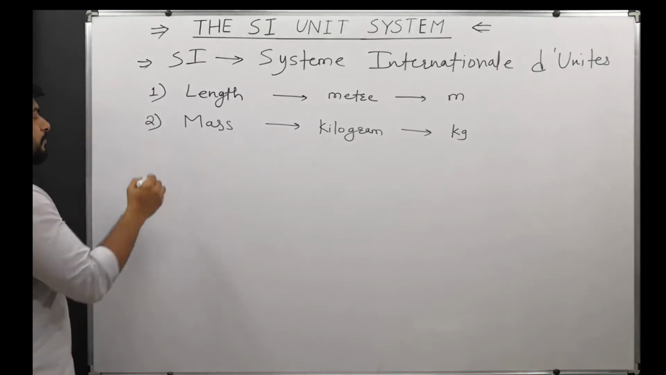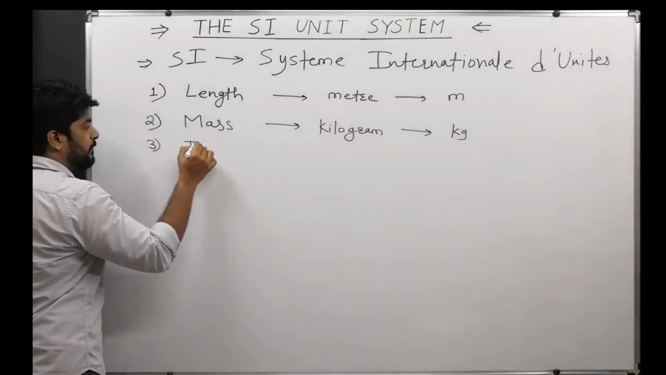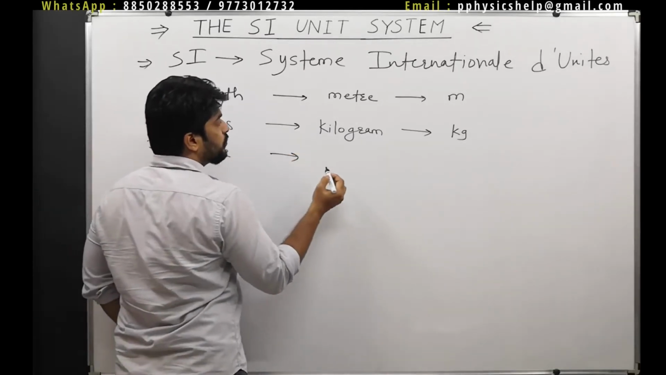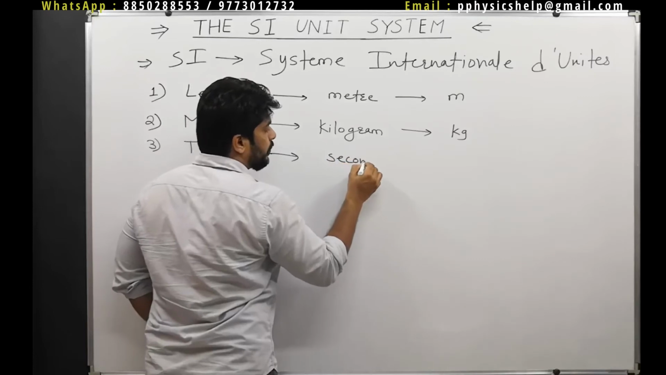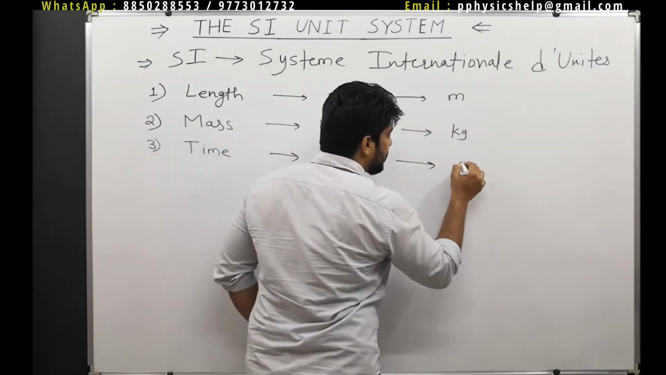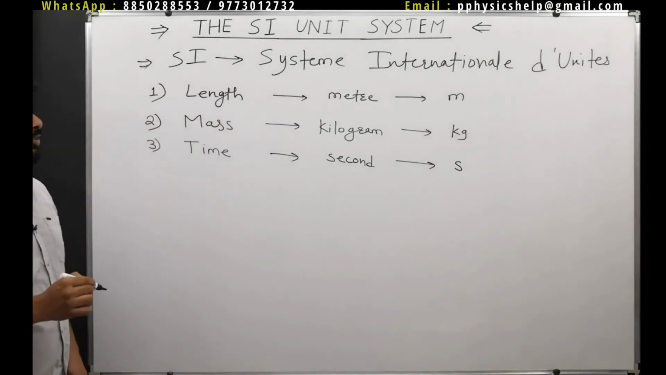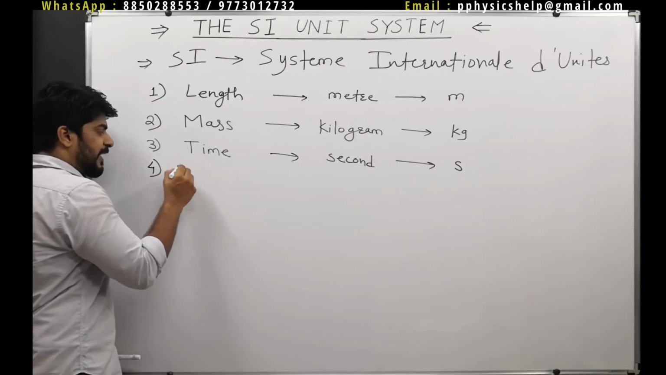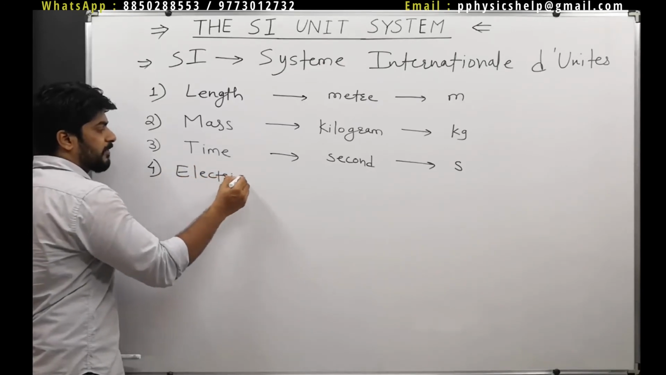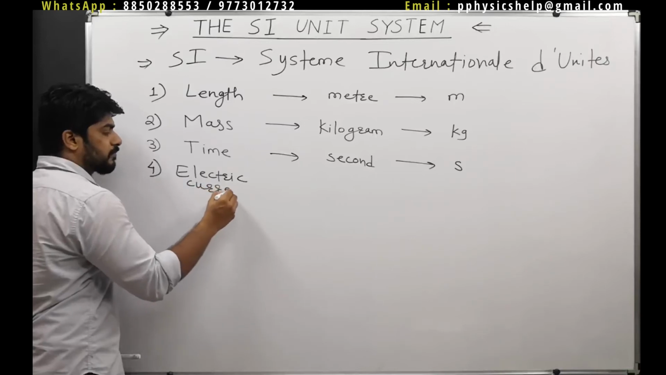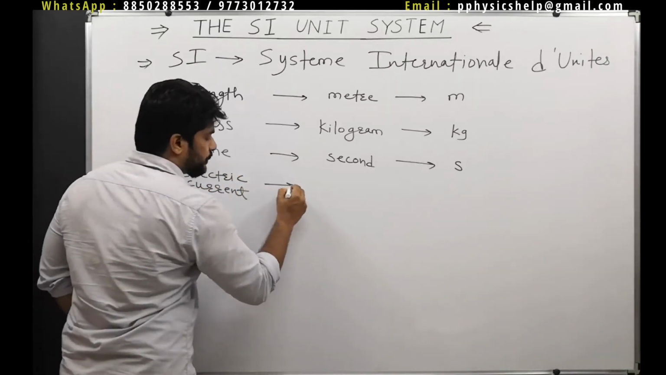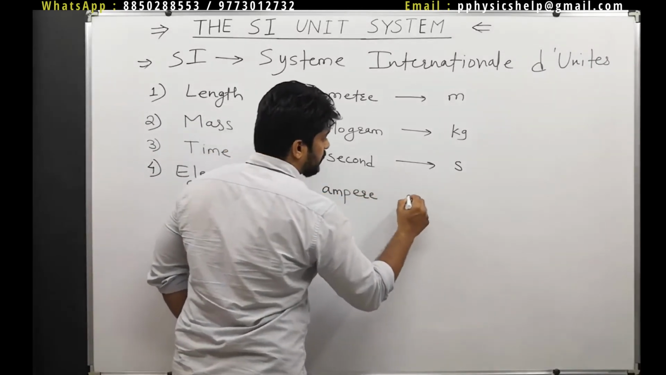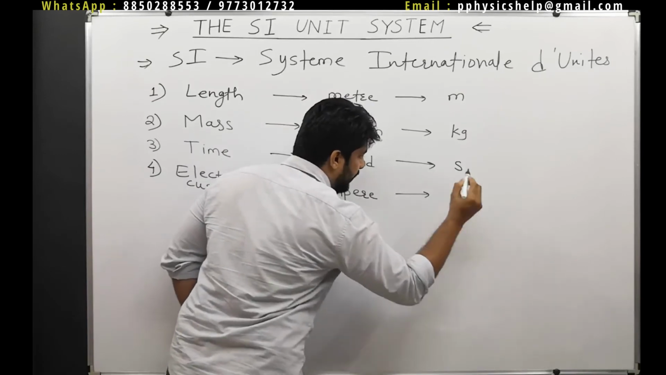Next, the third one is time, and definitely it has a unit of second. The symbol for this is small s. Then the fourth one is nothing but the electric current. The unit for this is ampere, and its symbol is capital A.